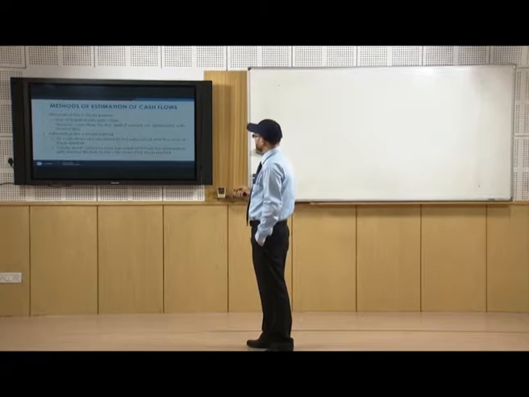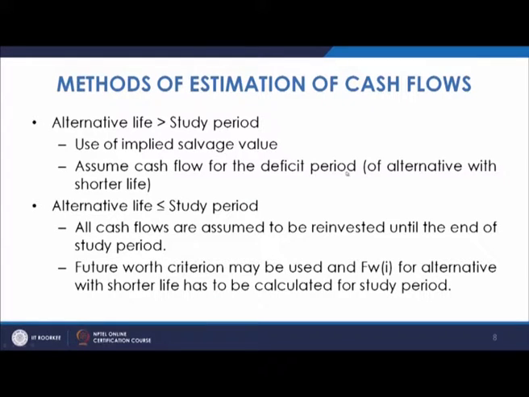There are cases when the alternative life is less than the study period, or the study period is more than or equal to the alternative life. In that case, all cash flows are assumed to be reinvested until the end of the study period. Basically, because the study period is larger and a certain alternative's life is smaller, you assume that they are reinvested until the end of the study period. So, that may be another case.